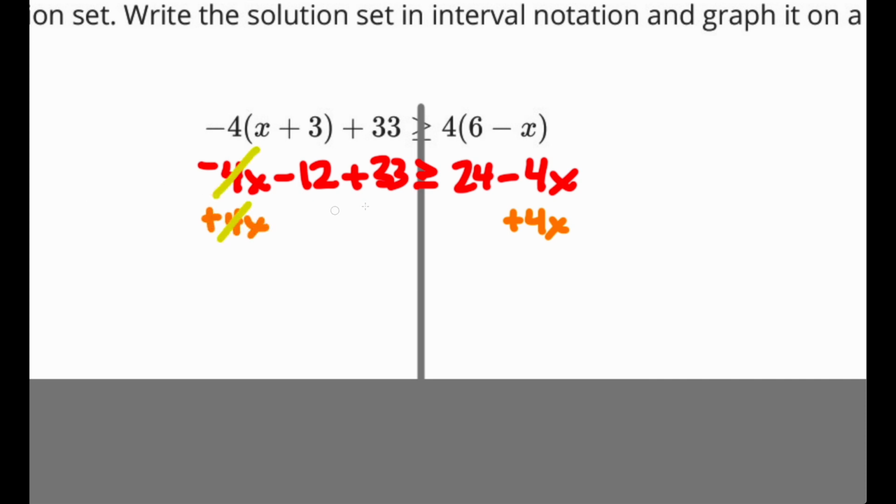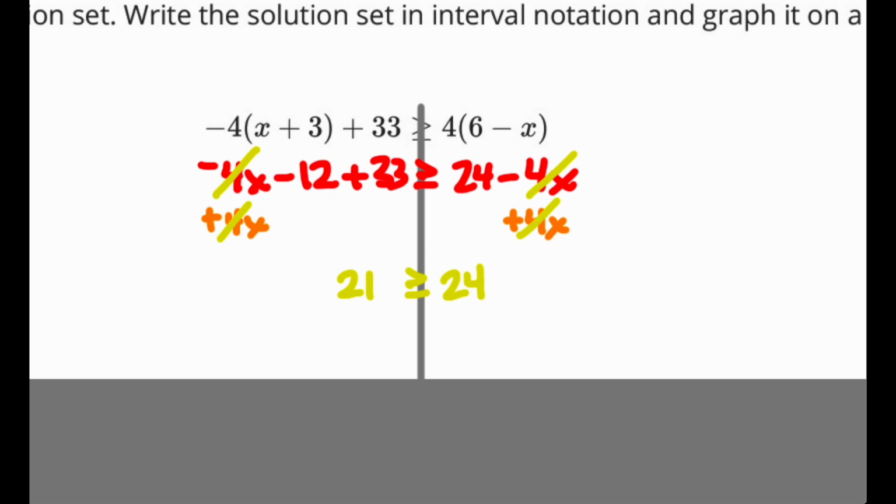what's going to happen is this is going to cancel and this is going to cancel, and then you're going to be left with negative 12 plus 33, so that's going to be 21, is greater than or equal to 24. Now the problem with this is 21 is not greater than or equal to 24.